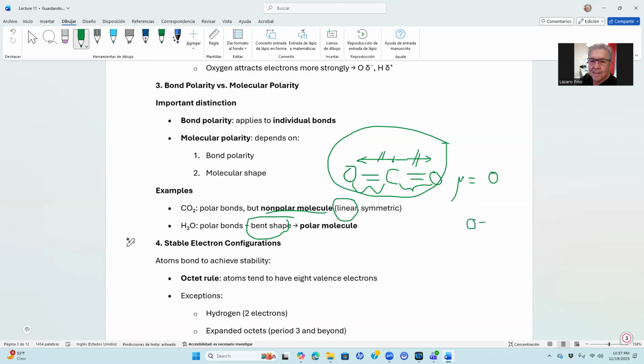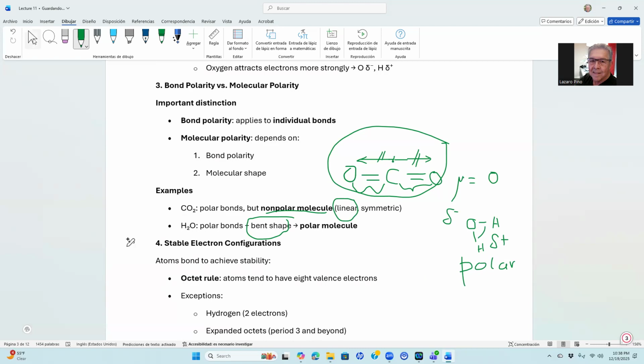You have hydrogen on one side and hydrogen on the other side. These atoms have a delta positive charge on this side and a negative charge on this side. And this molecule, because it's bent, you cannot say that it is non-polar. It is polar. Then water is a polar molecule.